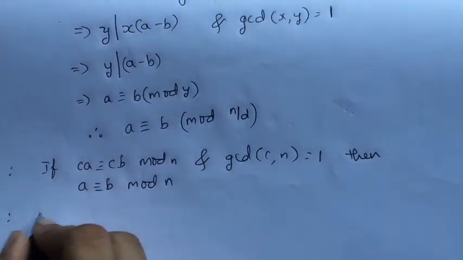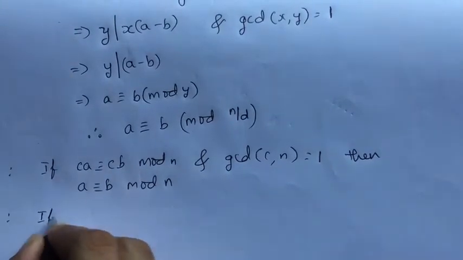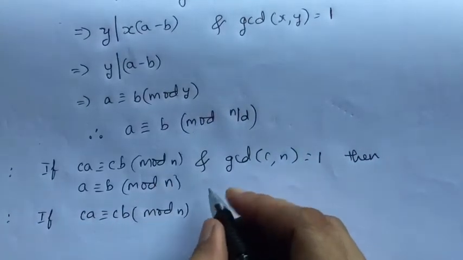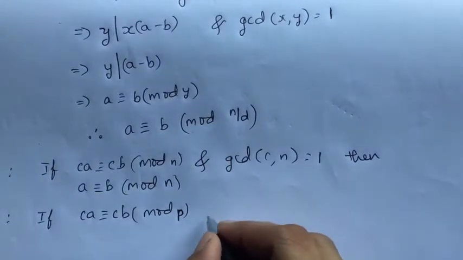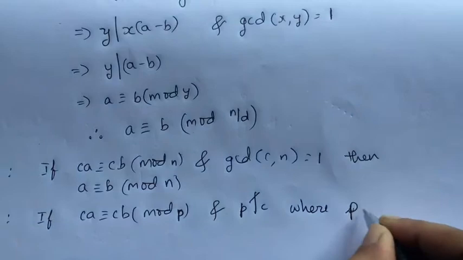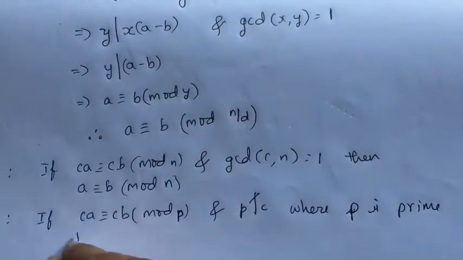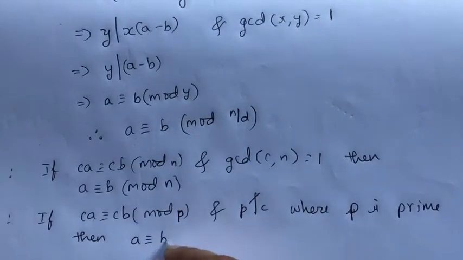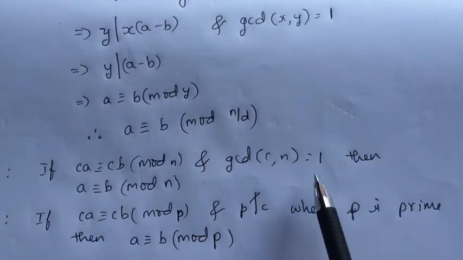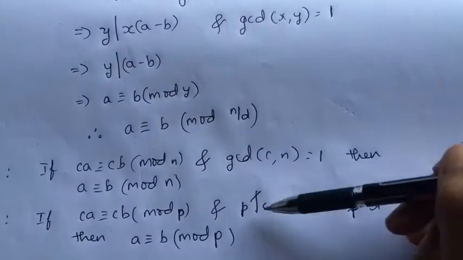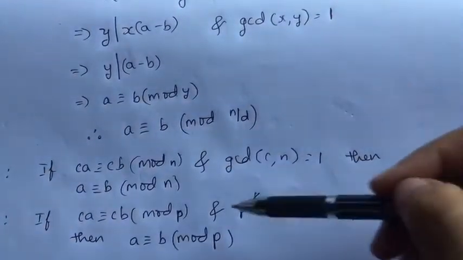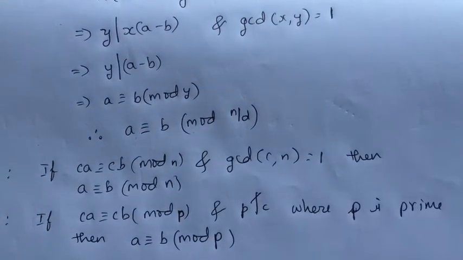And the second corollary, which is quite important to solve problems: if CA is congruent to CB mod P, and P does not divide C, where P is a prime number, then A is congruent to B mod P. Instead of having GCD d, here we have a prime P which does not divide C, and if that is the case, A is congruent to B mod P.